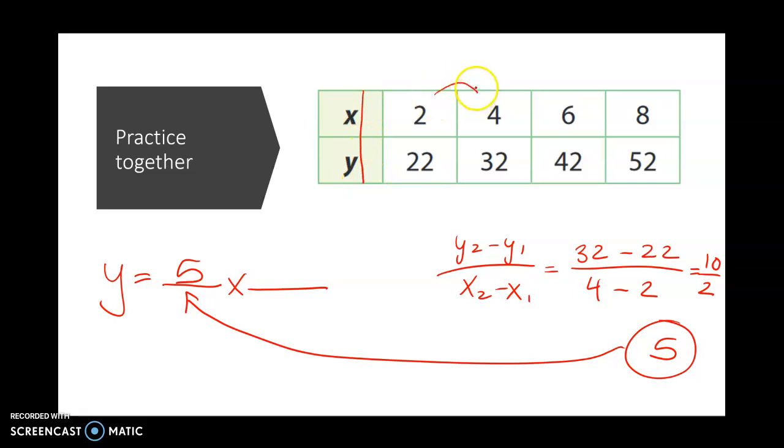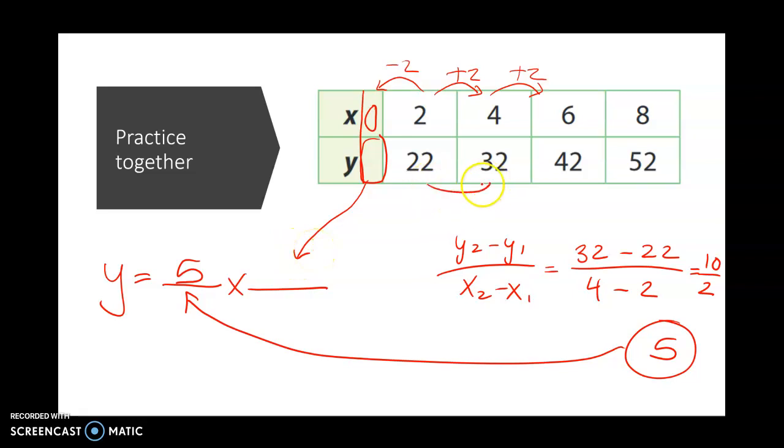So from 2 to 4, it's plus 2. 4 to 6 is plus 2. So to go backwards, I'm going to subtract 2. 2 minus 2 is 0. That's what I want. So now whatever answer I get here is going to go right here.